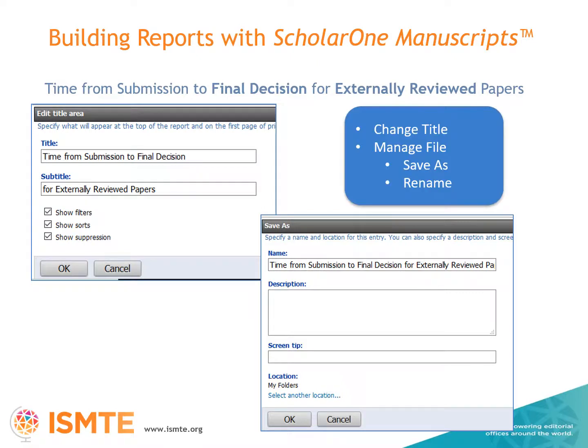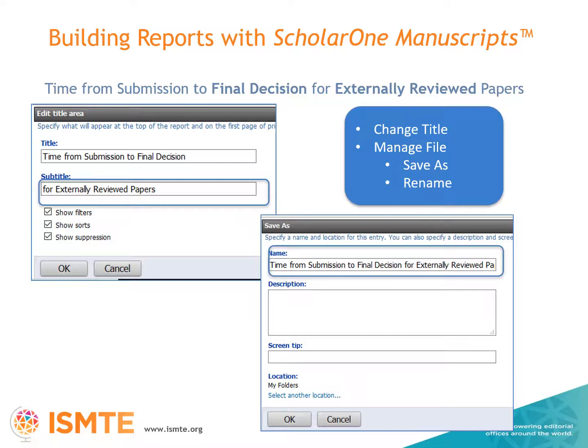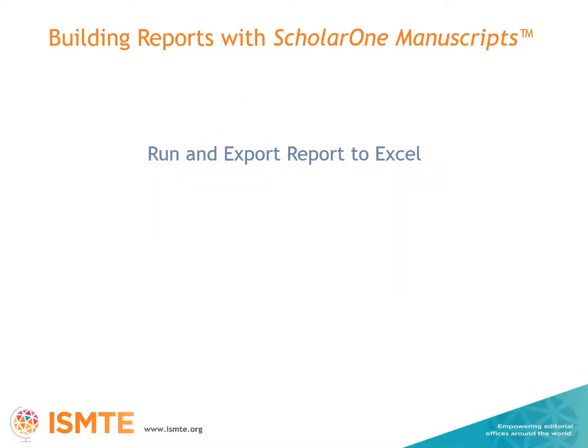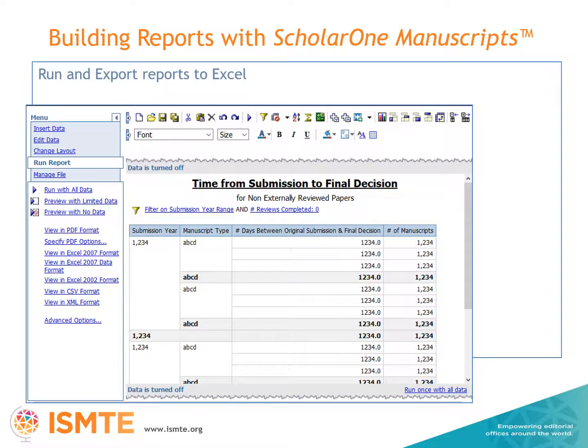Double-click the title to edit the title and go to Manage File, Save As, and Rename. You are now ready to run and export reports into Excel. You can choose to run your report from various locations. Run once with all data in the lower right. Run all data from Run Report in the menu option, and the play button at the top of the screen.